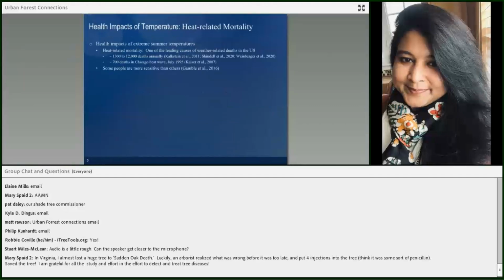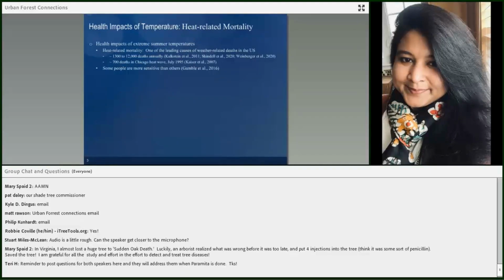And so, health impacts of temperature. So why are we interested in this question at all? Of course, we've been hearing a lot on the news about health impacts of extreme summer temperatures. It's one of the leading causes of weather-related deaths in the U.S. at the moment. And there are some statistics that are up on the slide. In short, the number of deaths due to extreme heat is extremely large.